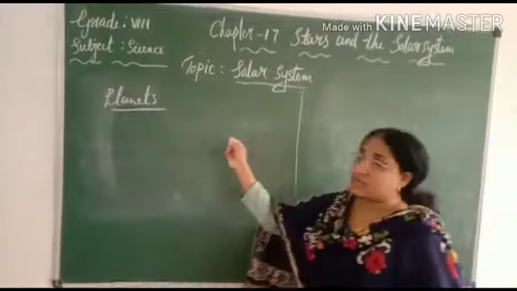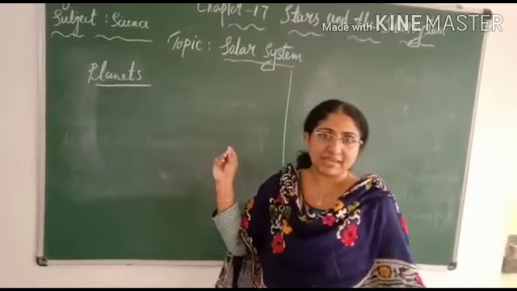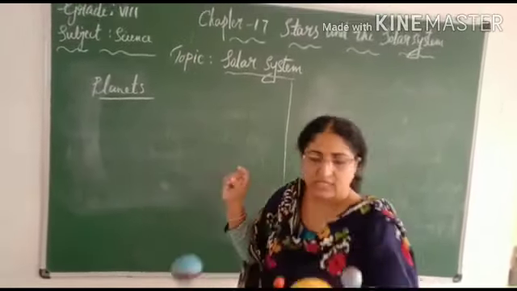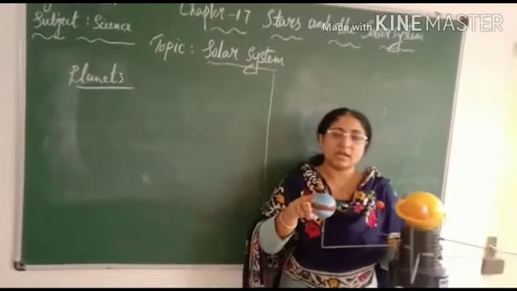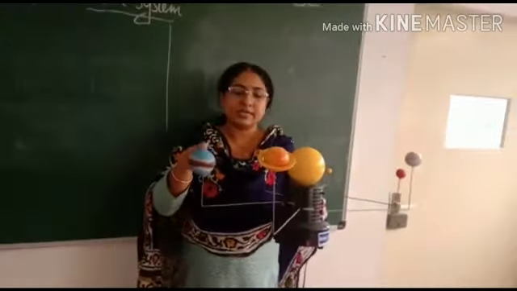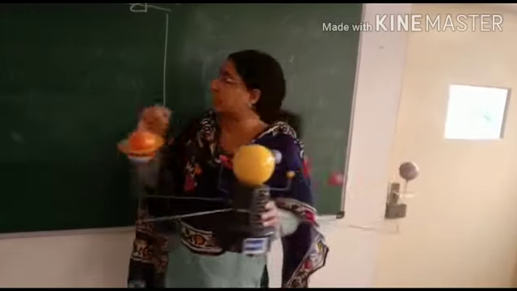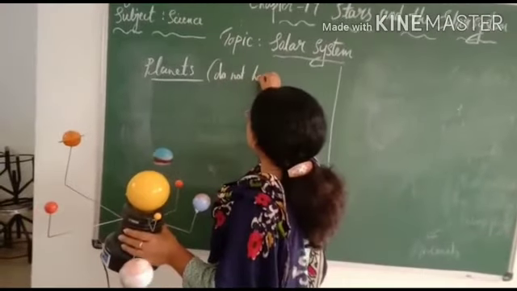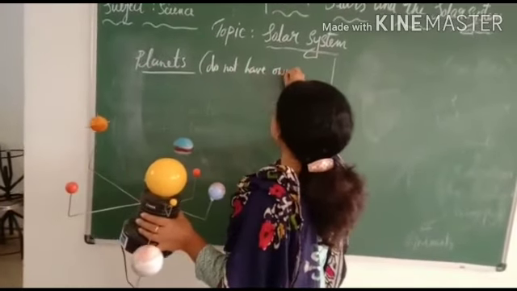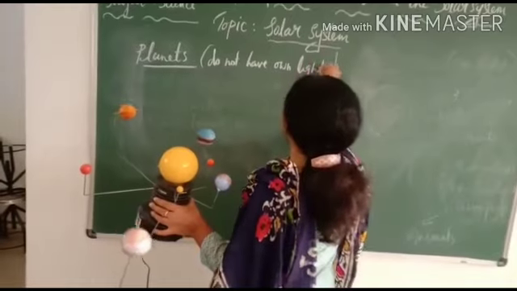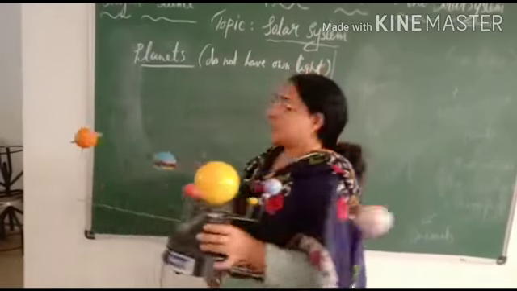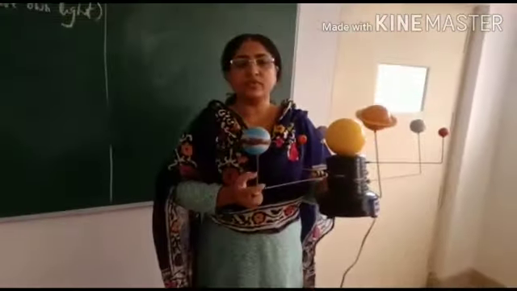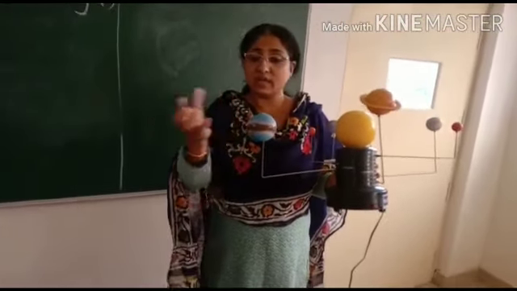Next we are going to learn about the planets. If you are talking about the planets, they don't have their own light. I told you they cannot produce their own light. They get light from the sun. Clear? So planets do not have their own light. They get light from the sun. It's a reflection of the sun's light. Even the earth, and the same thing for the moon.